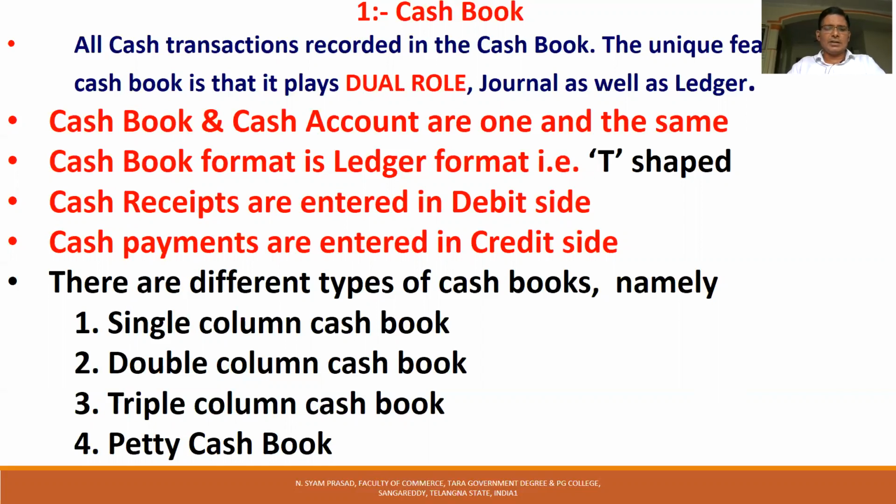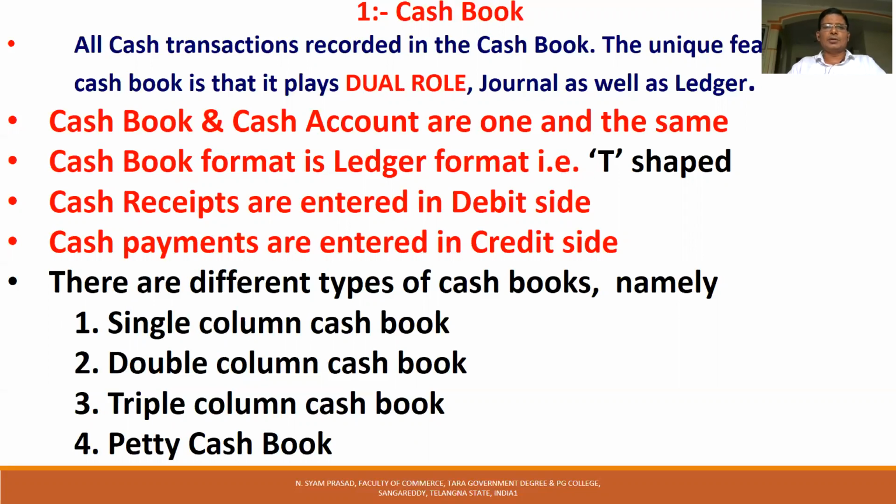The cash book has a very unique feature apart from all other subsidiary books. The cash book is both a journal as well as a ledger. That means cash book and cash account are one and the same. So, in the last video lesson we prepared the purchase book. The purchase book total is transferred to the purchase account debit side. That means the purchase book is different from the purchase account.